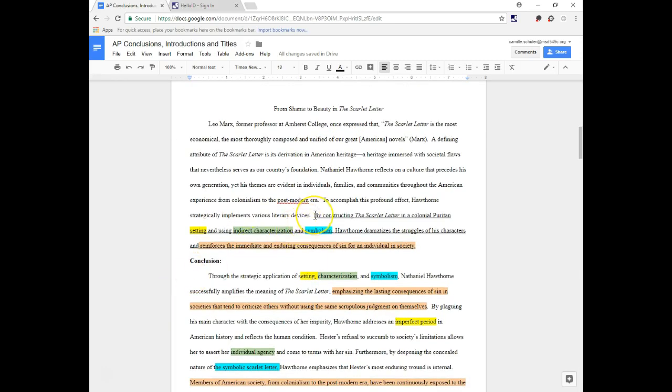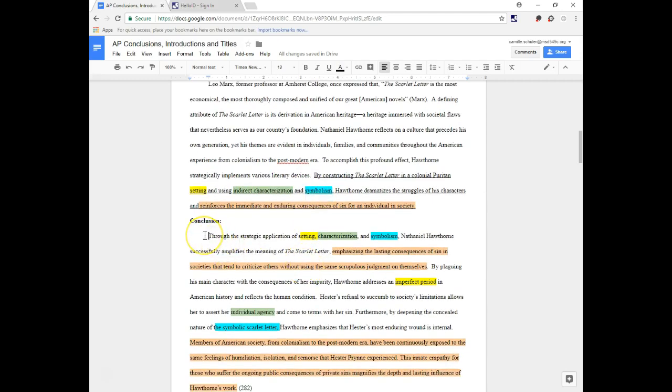So we see that the thesis says, by constructing the Scarlet Letter in a colonial Puritan setting and using indirect characterization and symbolism, Hawthorne dramatizes the struggles of his characters and reinforces the immediate and enduring consequences of sin for an individual and society. So let's notice that the student has 3 topics here: setting, indirect characterization, and symbolism. The first sentence of the conclusion follows this formula exactly.